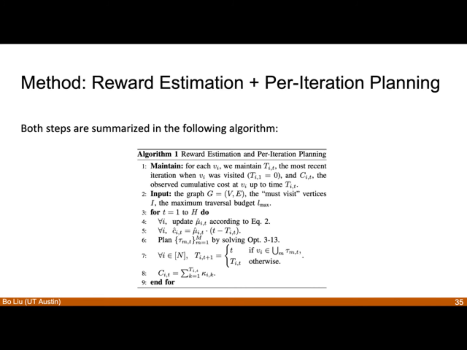The entire algorithm is summarized in the following algorithm box. Basically, on each day, we first calculate the cumulative cost estimation. And then we solve the above MIP using those estimations. And when we visit some vertices, we will update our estimation.